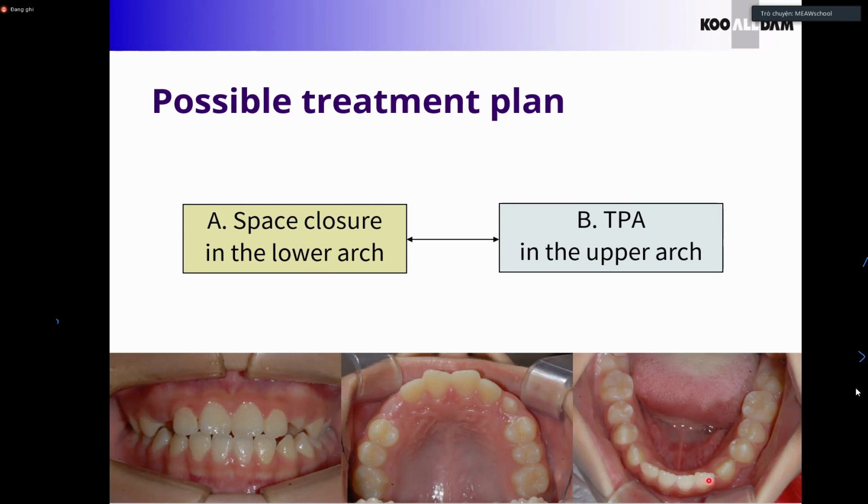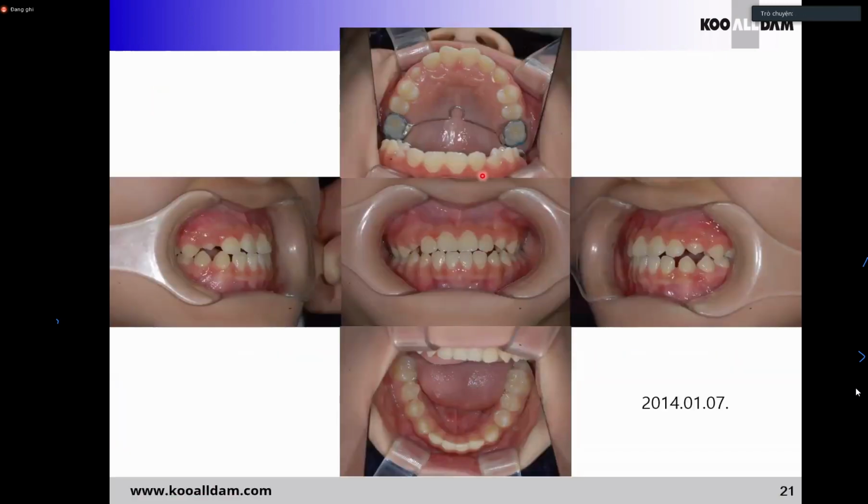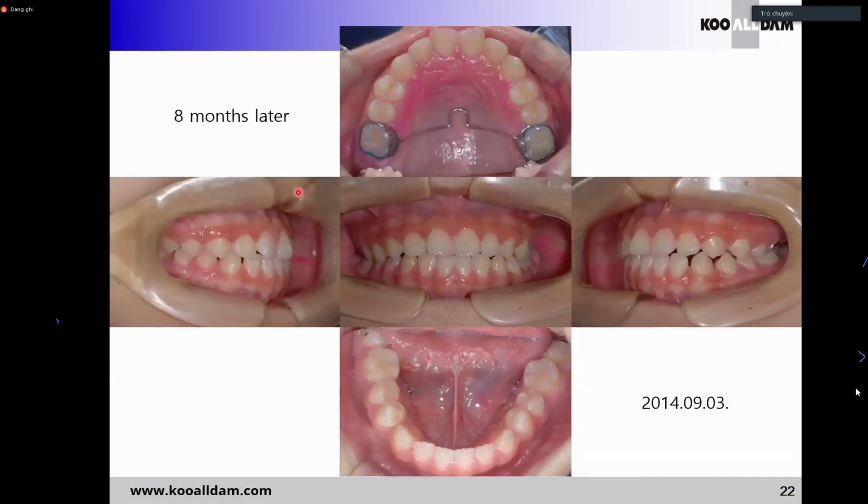You can see that there is a space in the lower arch. So when we close the space, we can achieve something. Second, the treatment plan is TPA in the upper arch. In this patient, upper canine are not erupted. So I want to insert TPA at first, like this. 8 months later, we can remove the TPA and reinsert like this.